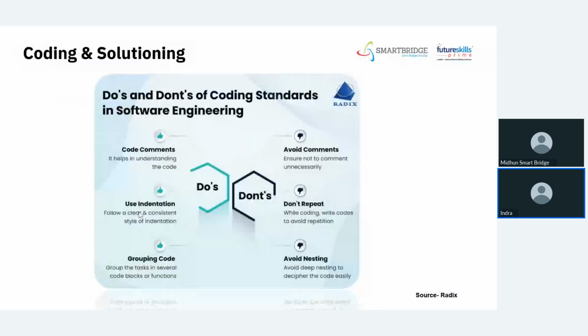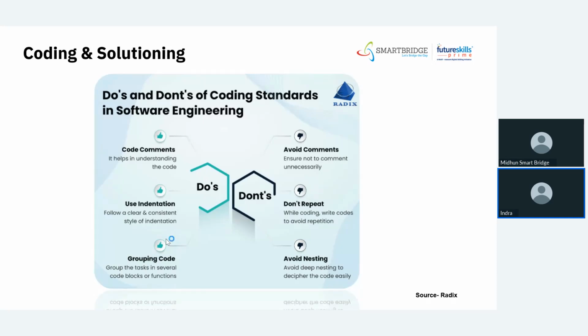Okay. Next, what are the don'ts? Basically, in don'ts, we should avoid unnecessary comments. If you add too many comments, it can clutter your code. Don't repeat the code. Avoid writing the same set of code multiple times. Instead of that, you can use functions. Avoid nesting. Basically, too many nested loops can make your code confusing. So follow the set of rules which can help you to better understand, better structure, and maintain your code.